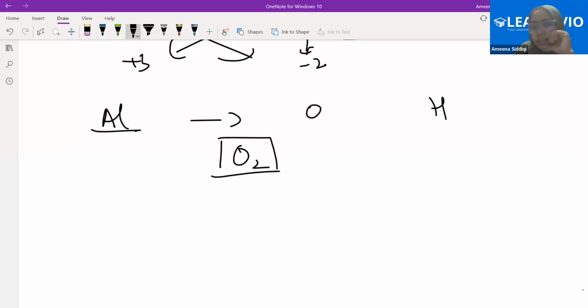This is oxygen, right? Is it one atom? Two atoms. So O2 means it has two atoms. But how many molecules is it? Two molecules. What are molecules?